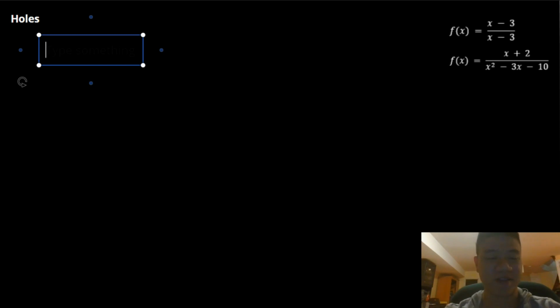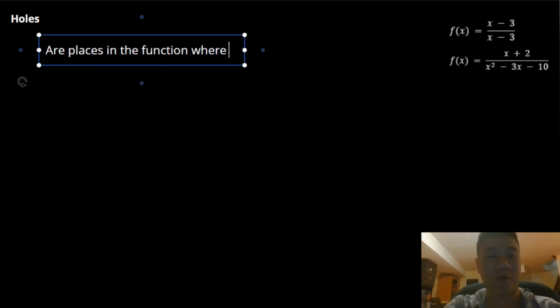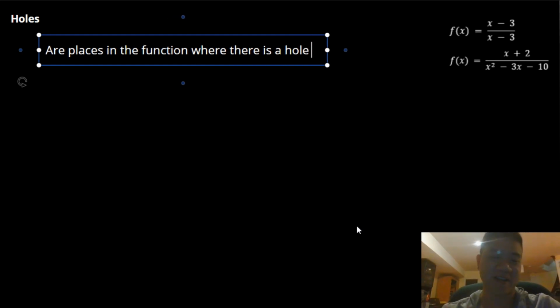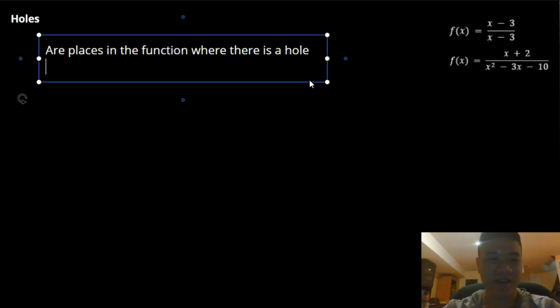All right, so holes. Holes are places in the function where there is a hole. Pretty much all there is to it. What that means is, instead of a nice continuous line that you draw, there's going to be a point on the function where literally the function doesn't exist, meaning there's going to be a round circular hole there.